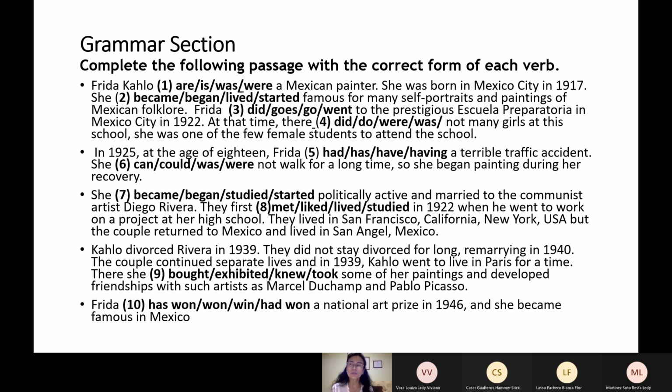What is the appropriate answer? She became, she began, she lived, or started famous for many self-portraits and paintings of Mexican folklore. What is the appropriate verb? Became, began, lived, or started? What do you think?